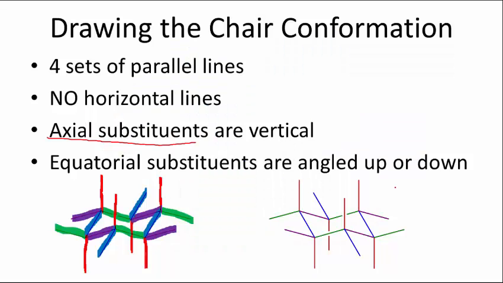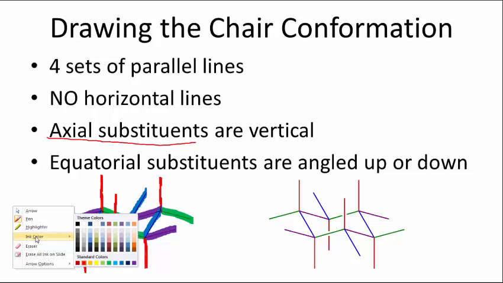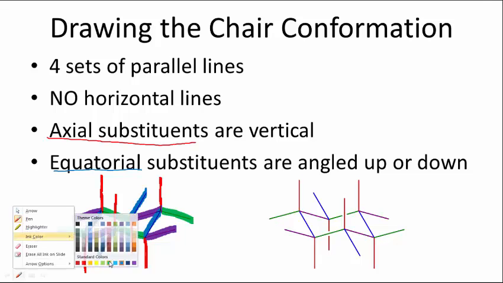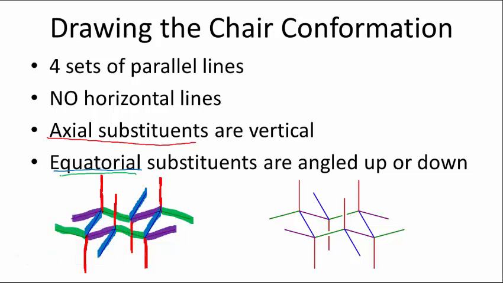So axial substituents are vertical. Equatorial substituents, those are the ones that are either blue or green or purple. So my equatorial substituents in this drawing are blue or green or purple. Those come off around the middle.